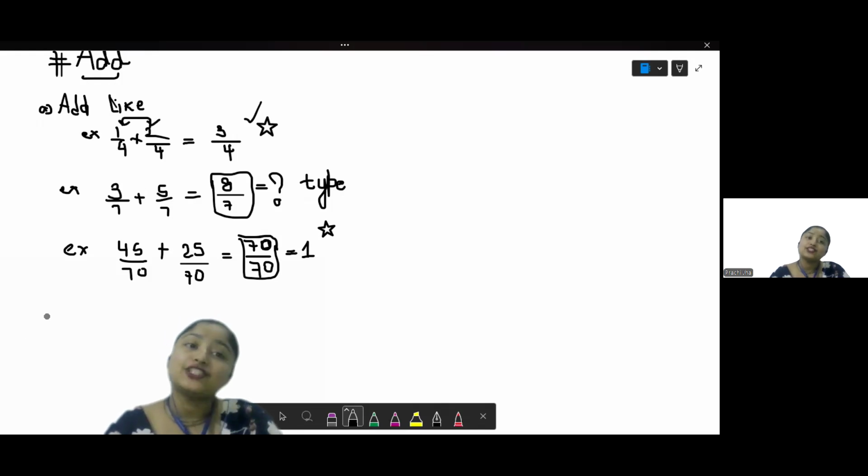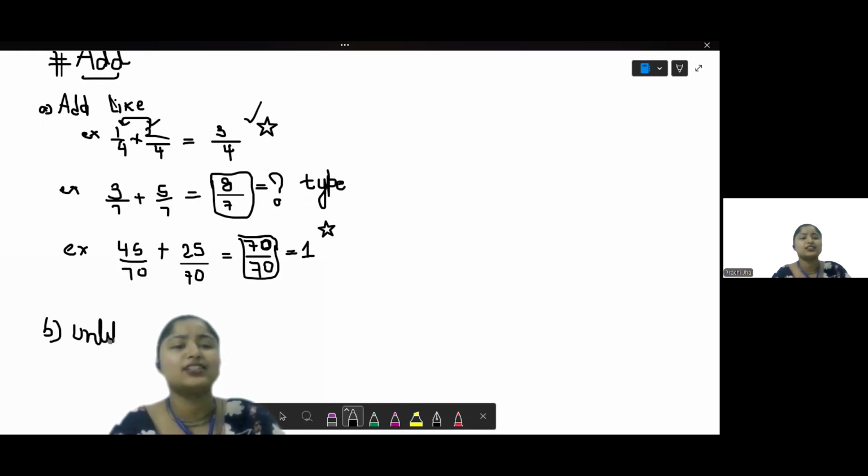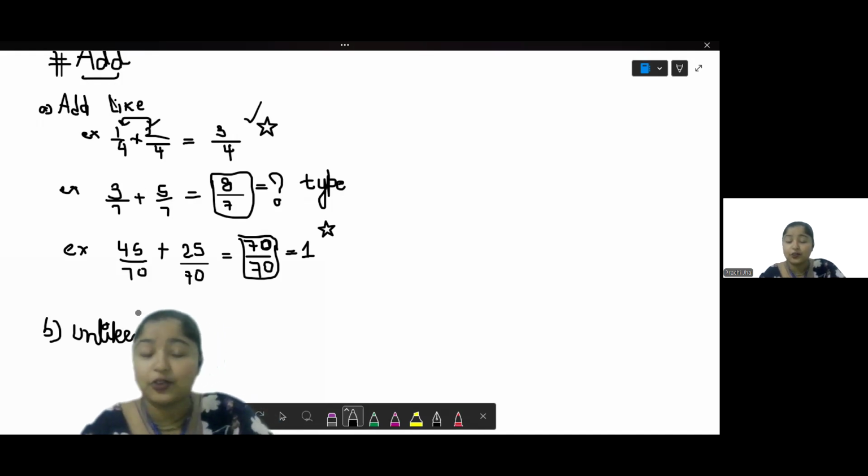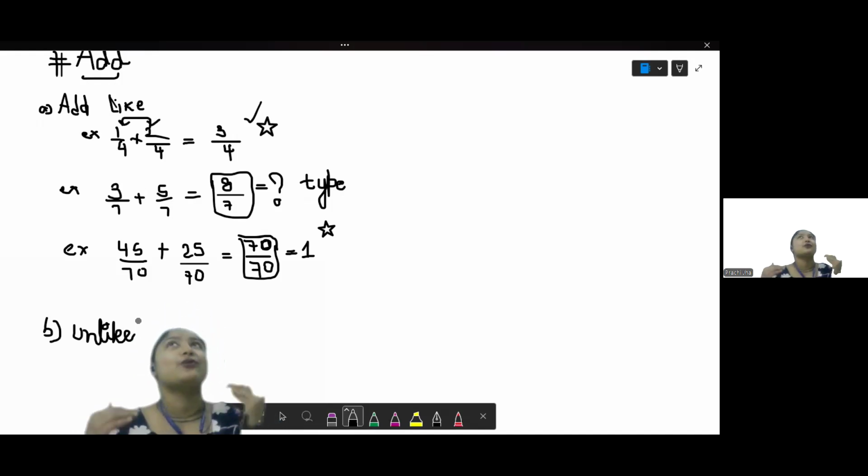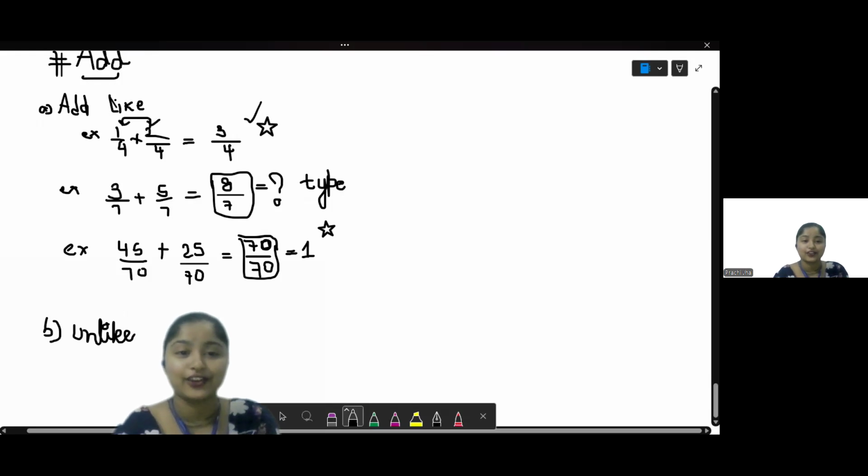Now, let's move to adding unlike fractions. See, adding like fractions was the easiest part. I just love adding like fractions. But if you notice, unlike fractions are way more fun than like fractions. See, in this fraction, everything is under your control. You are ruling the fraction basically. Let's see how you can do it, right?